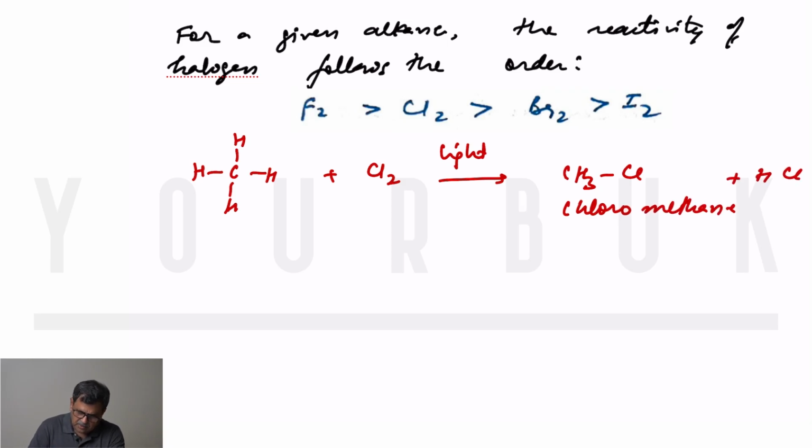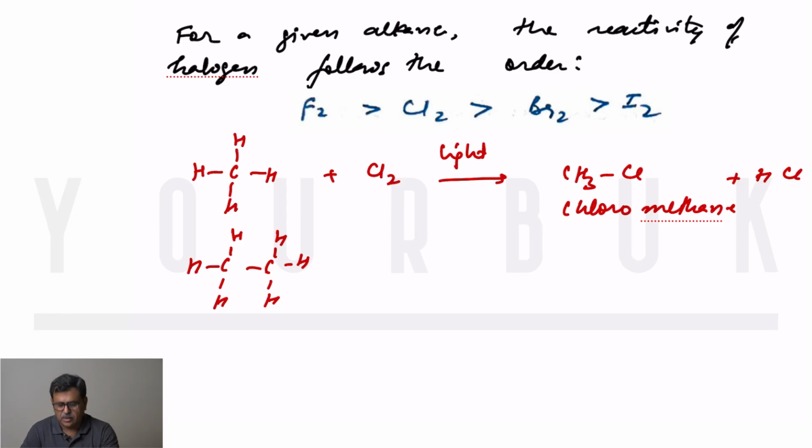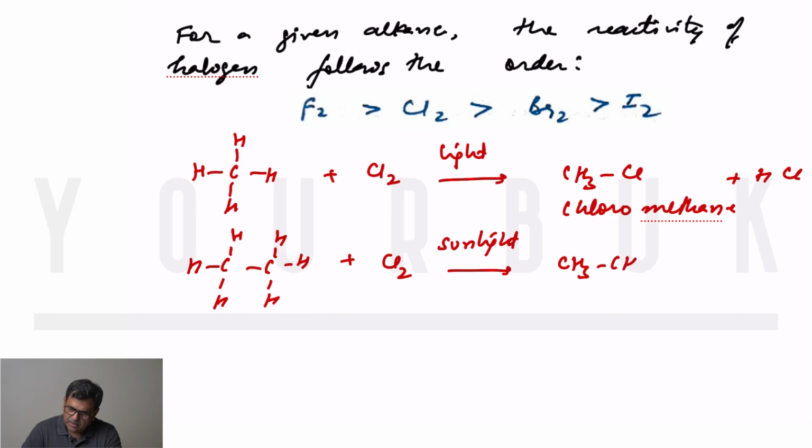Now, if you start with the ethane, ethane contains 6 hydrogen atoms, but all 6 hydrogens have the same chemical surrounding. All 6 hydrogens are chemically the same. So if I react this compound again with chlorine in the presence of sunlight, any hydrogen you can replace. So one and only one product is obtained, and this is called chloroethane. This is the side product HCl.